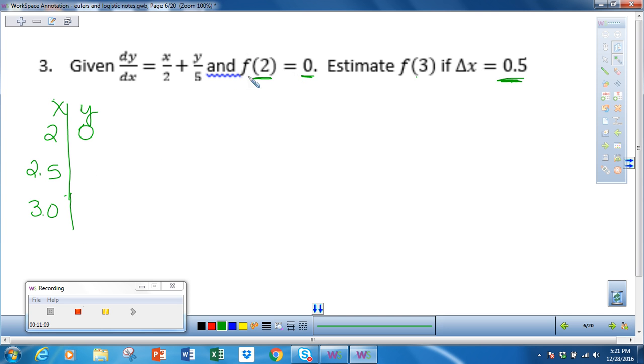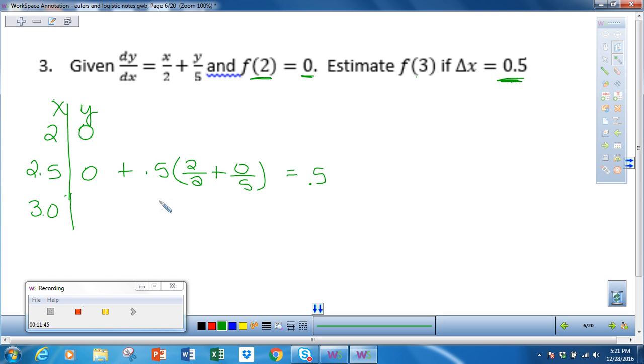So remember, we always have to start with our previous y plus our delta x times our derivative evaluated at our previous x and our previous y. So this is going to be times my previous x is 2, my previous y is 0, and so that's going to give me 0.5. Okay?